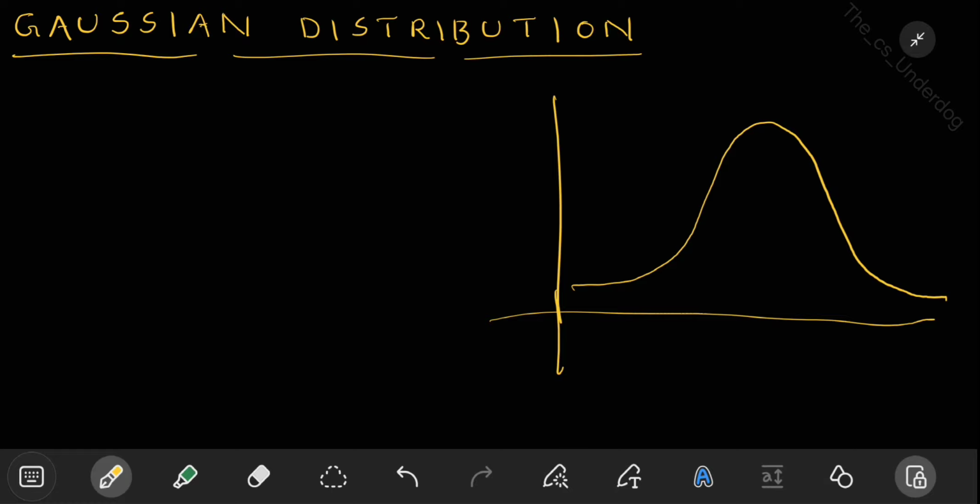This is symmetric around the mean. From the mean, this is my mean value, you move right or left, the left part and right part should look exactly the same. It should be identical. This is the peak of the curve, which has the value mu, which is the mean. So the first speciality of a Gaussian distribution is that 68% of your total data would be within one standard deviation from the mean.